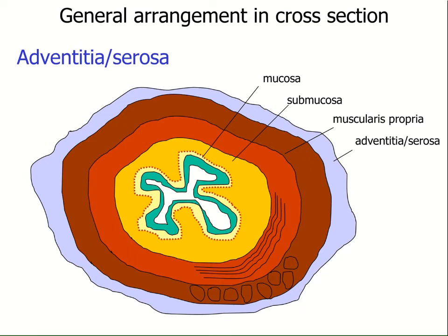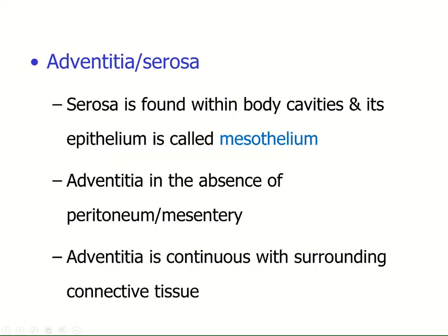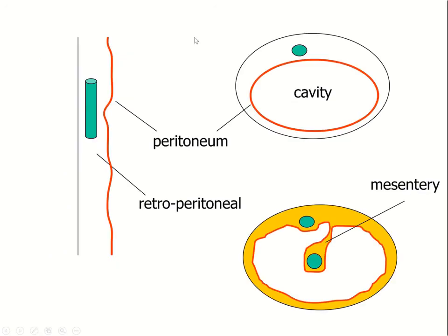A good example is the esophagus. In the esophagus, since it passes through the posterior mediastinum in between the pleurae and the pericardial tissues, there is no serosa but an adventitia. When it comes to the small intestine, which lies in the peritoneal cavity covered by peritoneum, it has got a serosa. The epithelium of the serosa is called a mesothelium. When there is an adventitia, it is continuous with the surrounding connective tissues.